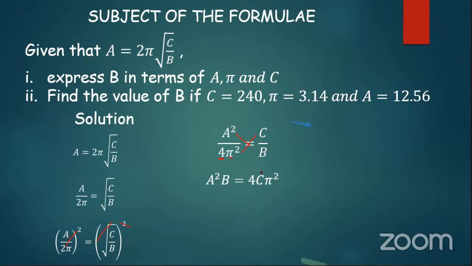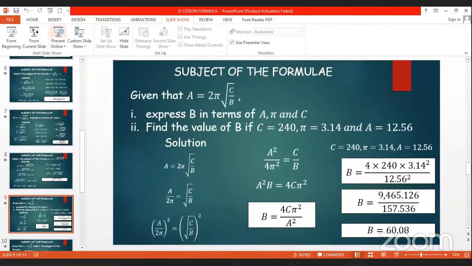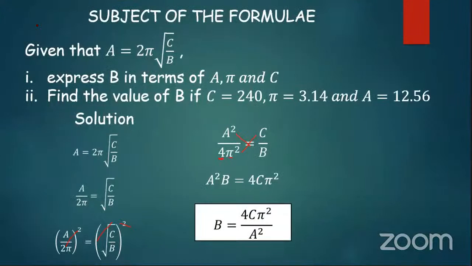Our aim is to remain with B. So we divide both sides by A squared, so that would give us B is equal to 4C pi squared over A squared. And we have answered the first part.